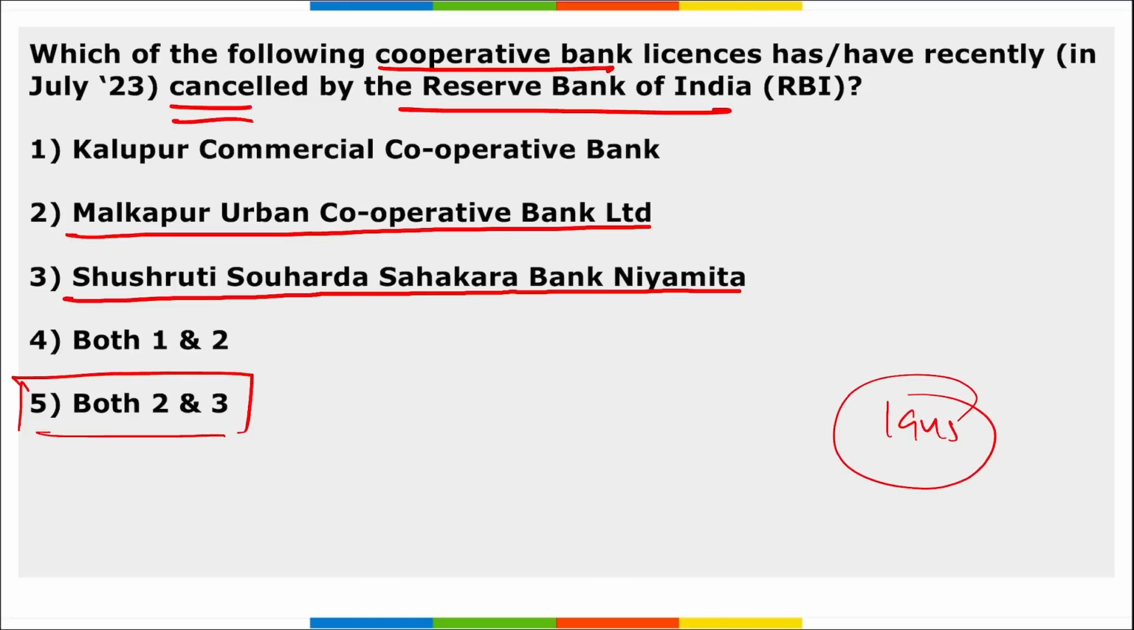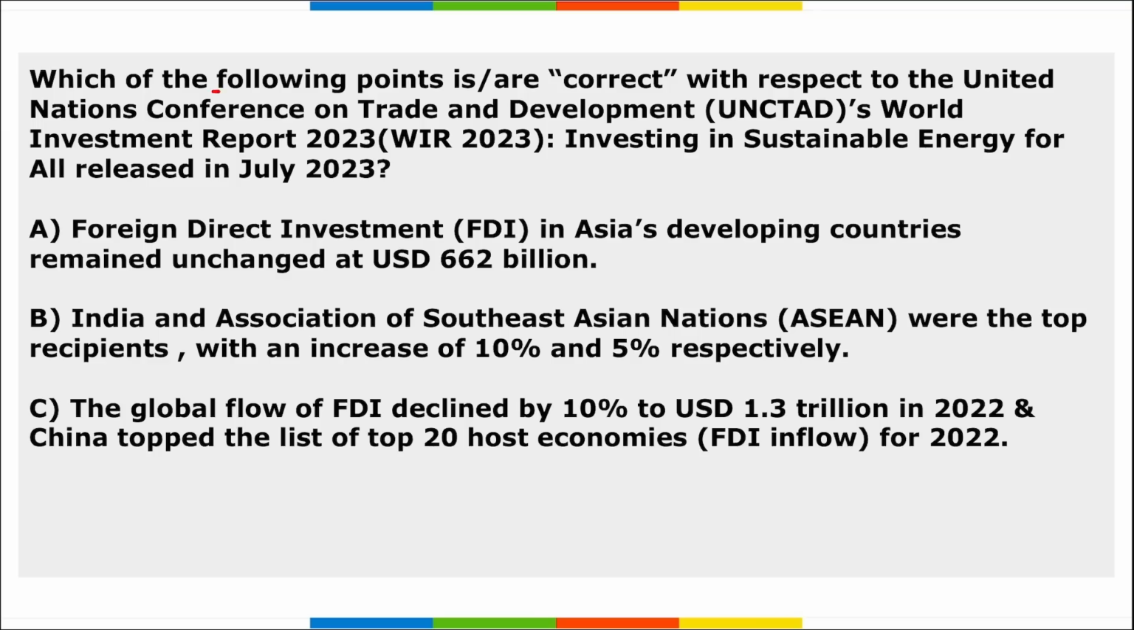Correct? And this was because of the liquidity crisis, and they were not able to follow the norms that are set by SEBI. Next, which among the following points are correct with respect to United Nations Conference on Trade and Development's World Investment Report?